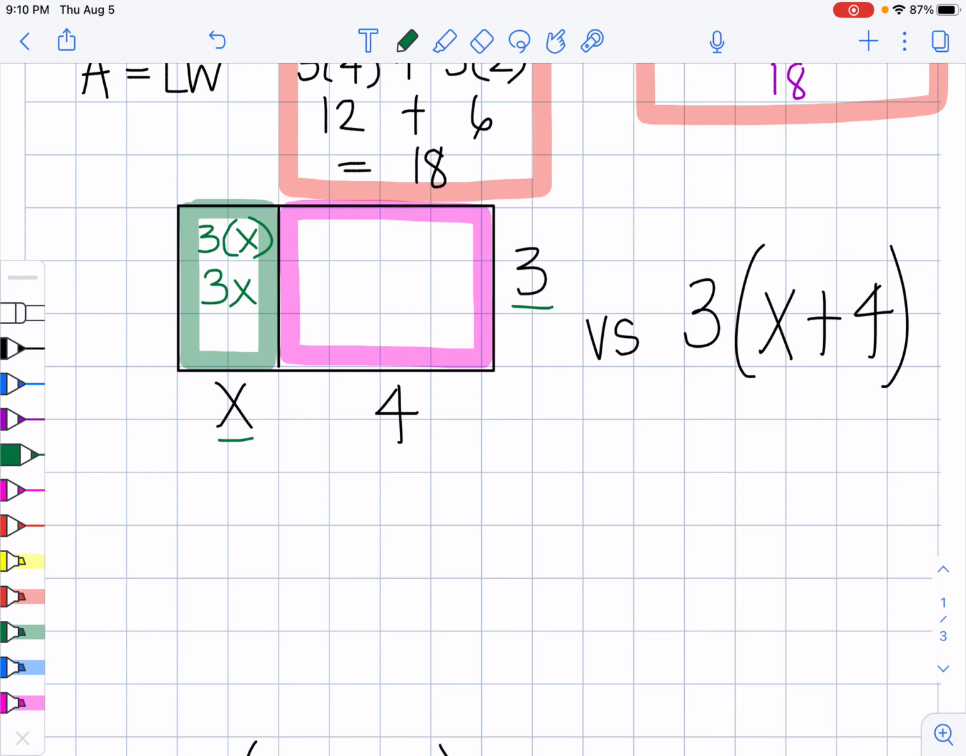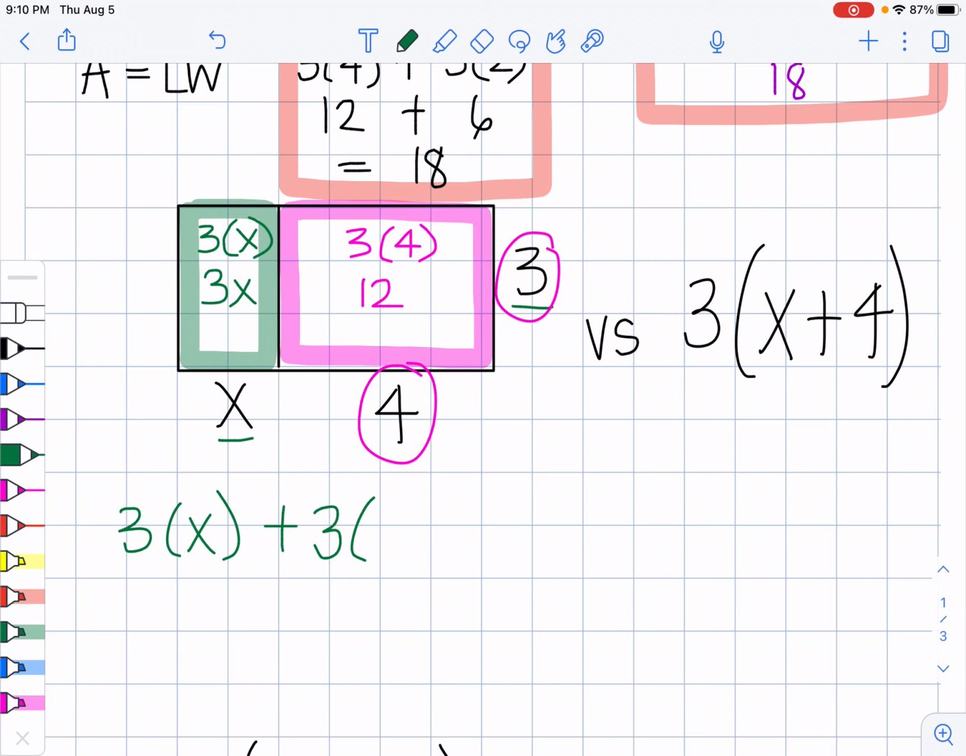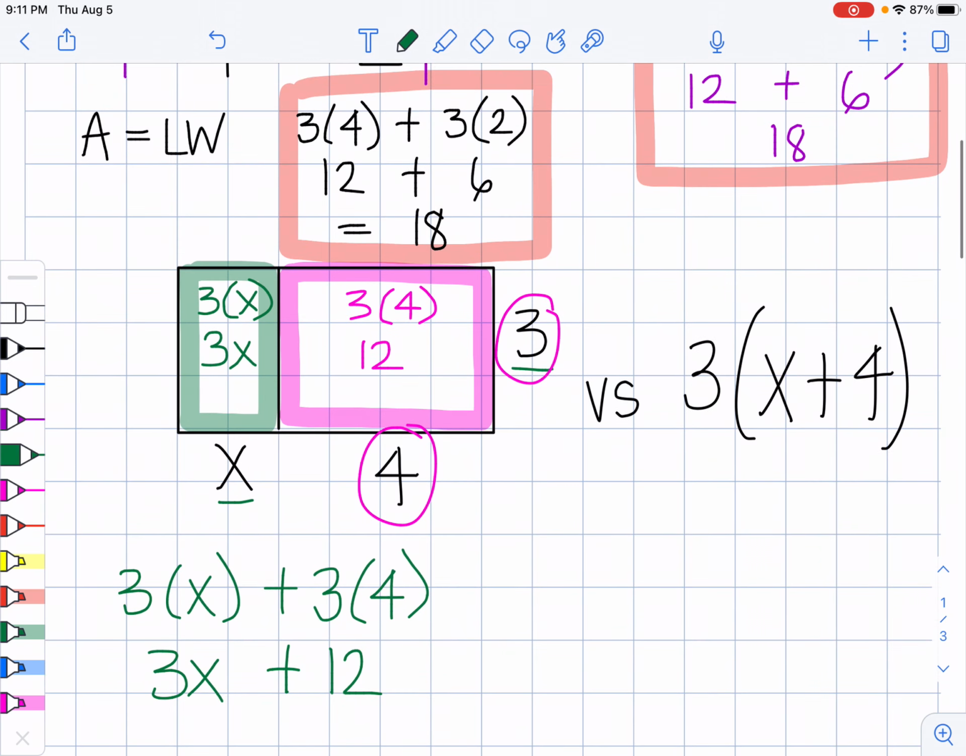And then this pink guy, I would do 3 times 4, because I'm taking my two sides and multiplying them, length times width. 3 times 4 is equal to 12. So if I look at my math problem, I have 3 times x plus 3 times 4. 3 times x, we already did the math, is 3x, and 3 times 4 is 12. And that's it. In my last step, I could take them here, 3x plus 12, and combine them together because they're like terms.